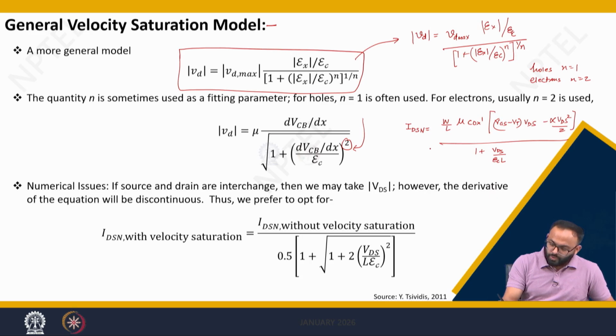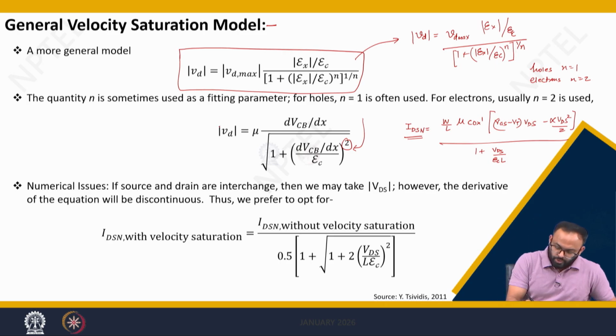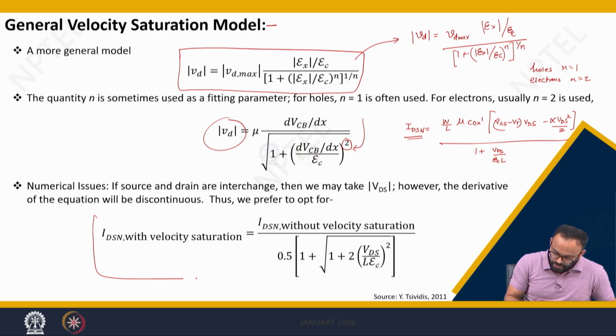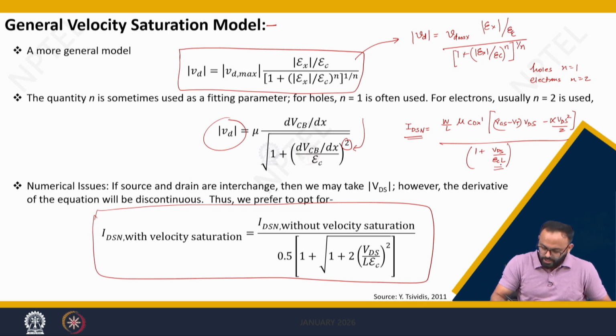So again, to calculate the same non-saturation current equation considering the velocity saturation effect, you need to use this model and do the same mathematics we have done in the last lecture, and you will end up with this equation. Instead of 1 plus Vds divided by Ec into L, in the denominator you will get 0.5 into 1 plus square root of 1 plus 2 times Vds divided by L into Ec to the power 2. This is the more accurate expression we need to use for our model.